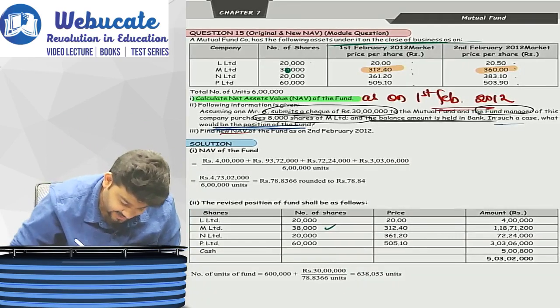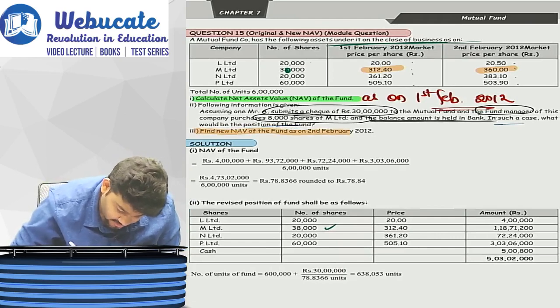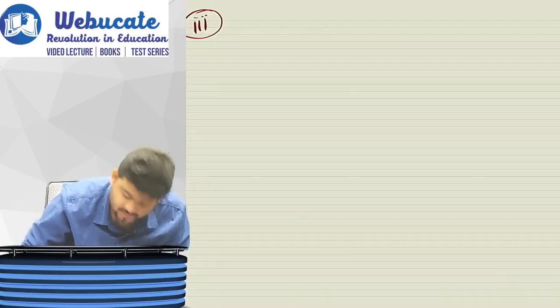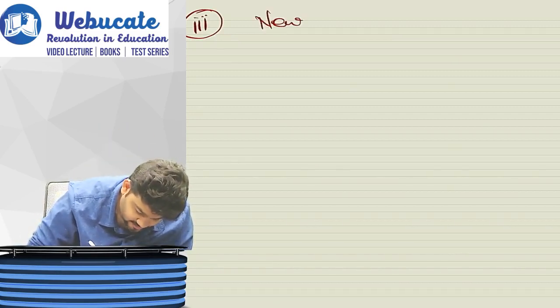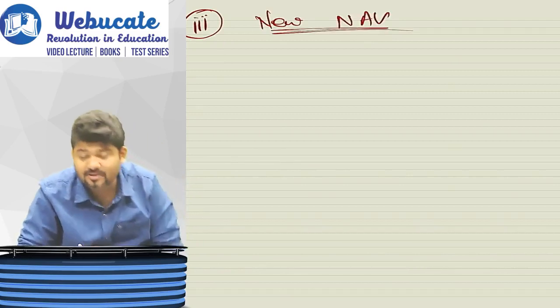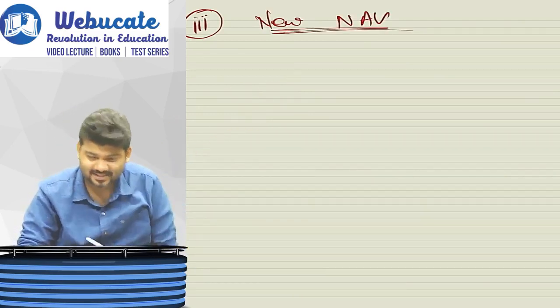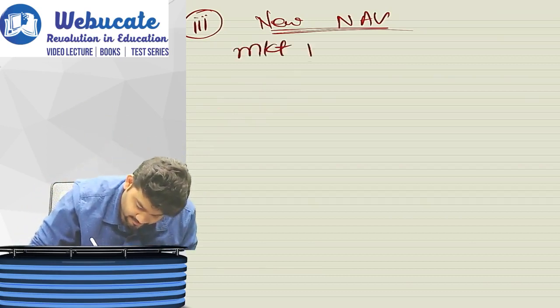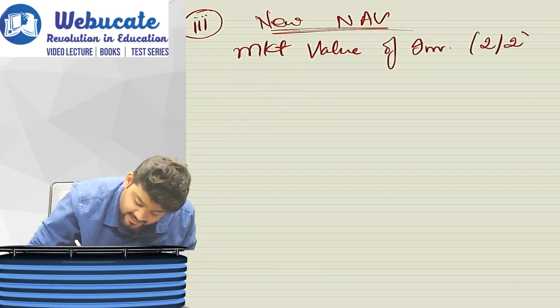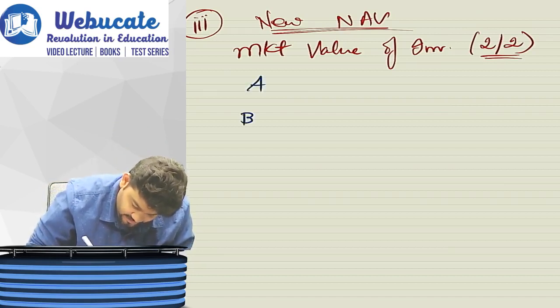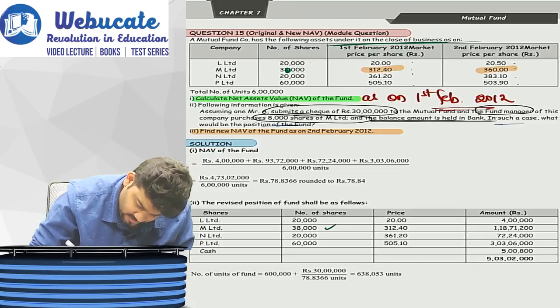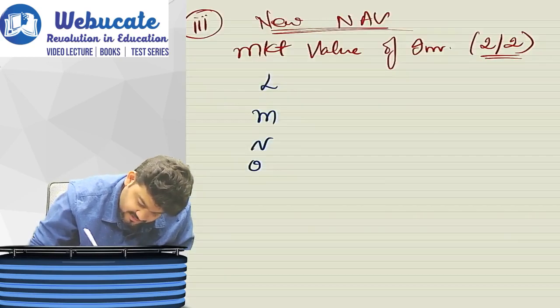Third part is simple. Find the new NAV as on February 2, 2012. So what is going to be the new NAV? For that new NAV, can I say we will have to recalculate the market value of investments? So we will write here, market value of investments, but as on 2nd February, right? So there is MLMNO. Okay. 20,000, 30,000, 20,000, 60,000 shares.